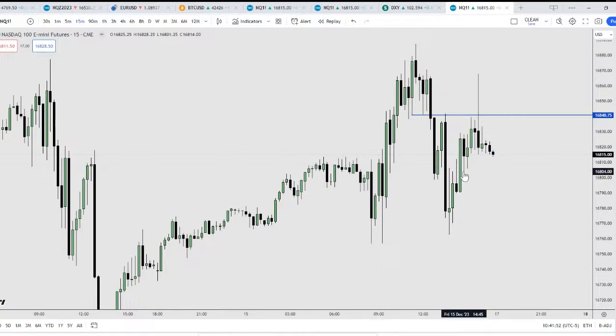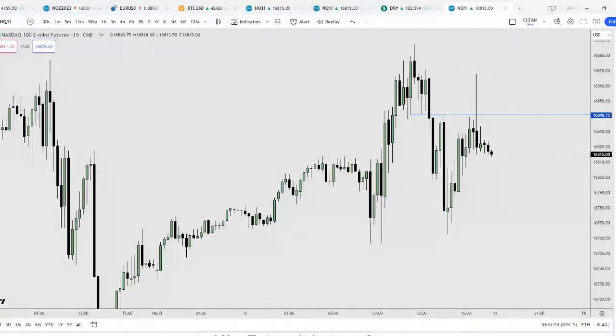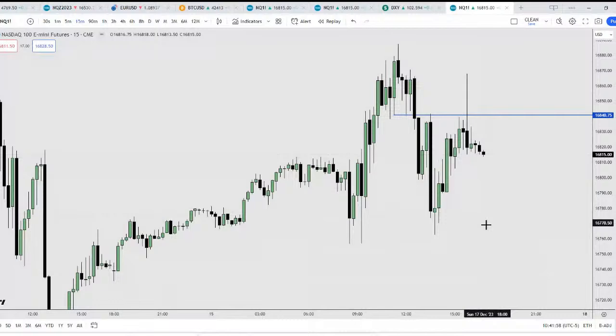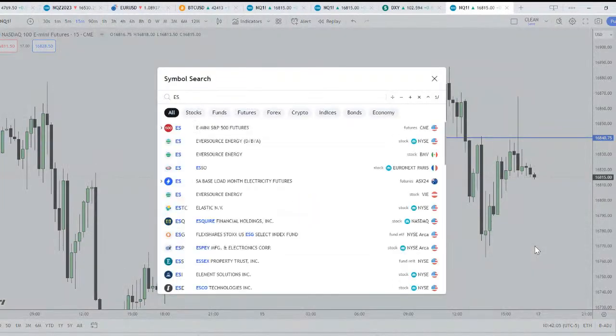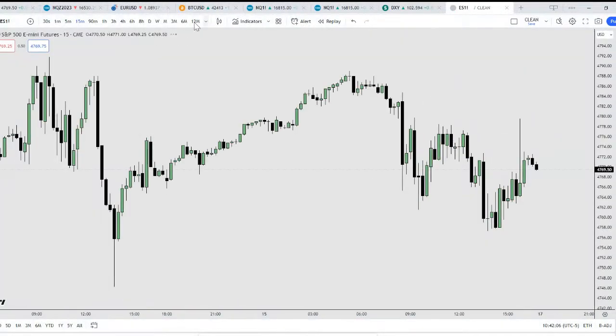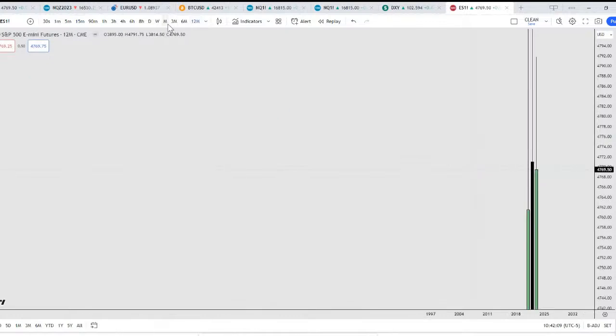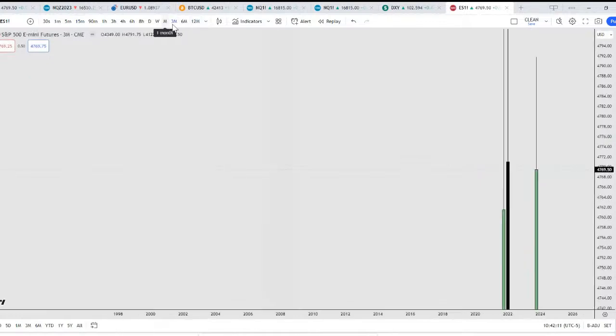All right, anyways, I didn't really mean to dive into that proportion order block thing, but I'm just showing you some examples of how I utilize it. So, back to ES. Let me just take a look. ES macro, 3-month.